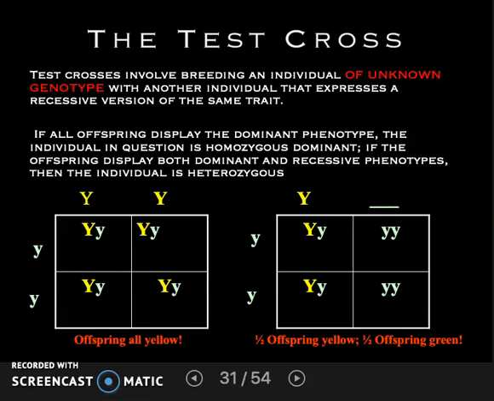So what are the other ways that we can inherit traits? That's what we're going to talk about next.